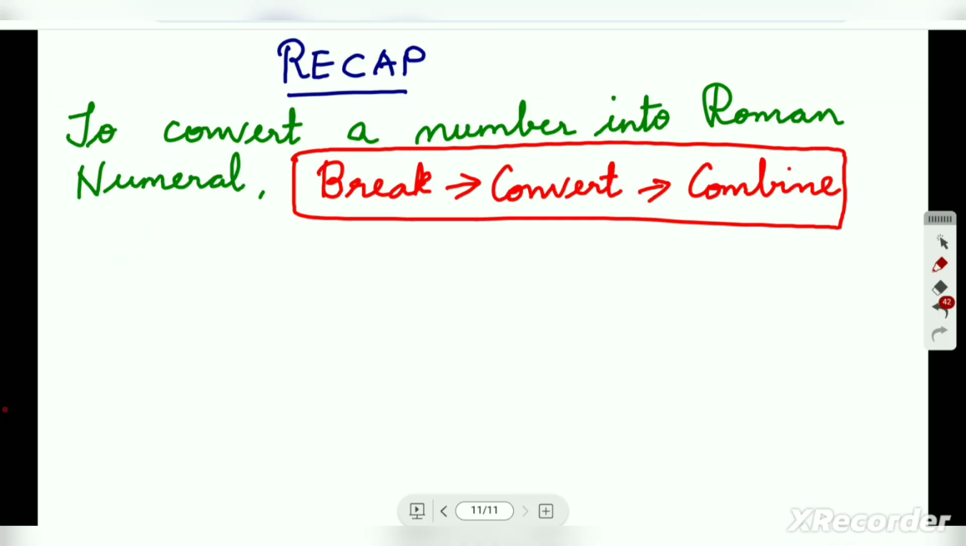Let's have a quick recap of what all we have learned. So to convert a number into Roman numeral, you have to follow 3 steps: break, convert, and combine. That's all you need to know.